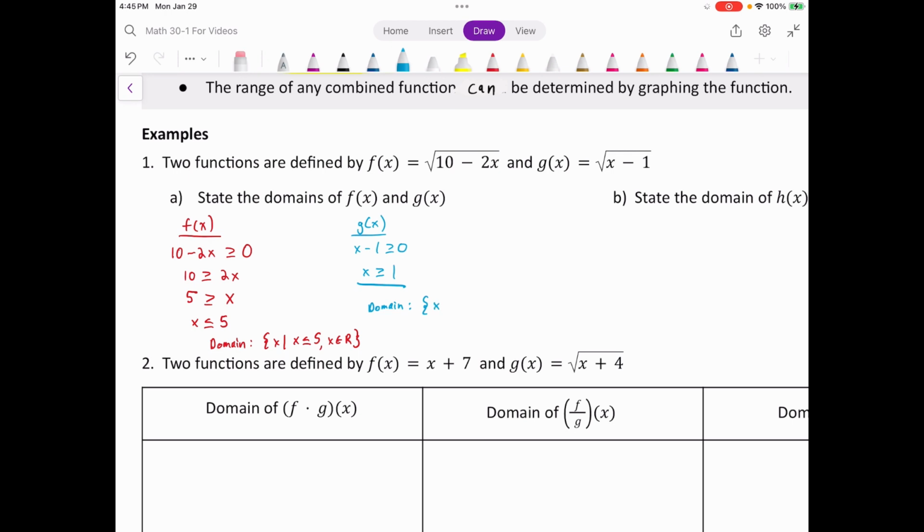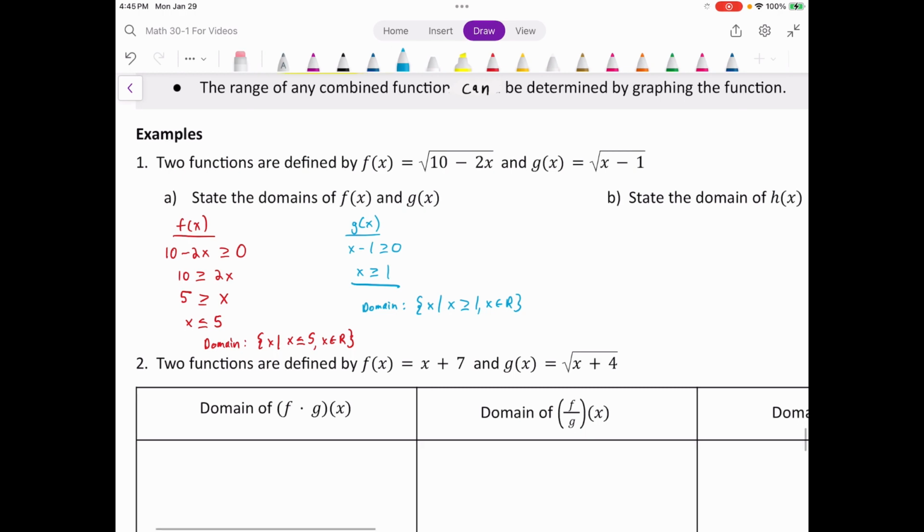The set of all x's such that x is greater than or equal to 1. And as long as that's the case, x can be any real number that's greater than or equal to 1. All right, so we found the domain for f of x individually. We found the domain for g of x individually.